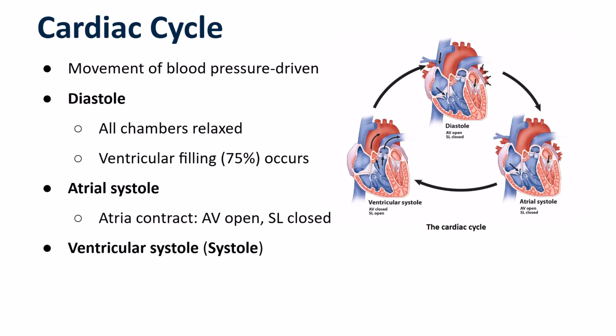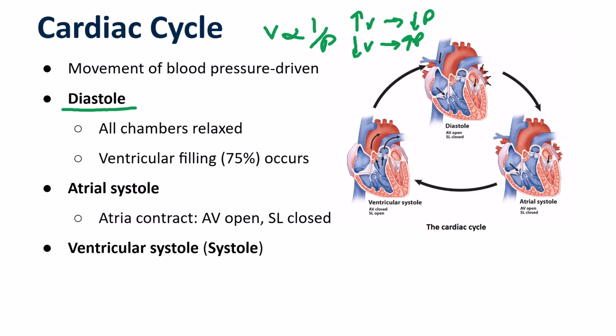So let's begin with the cardiac cycle. First, we must acknowledge that the movement of blood is entirely pressure driven. So blood is going to move from areas of higher pressure to areas of lower pressure. And when we discuss pressure, it's also important that we discuss its relationship to volume. That is, volume is inversely proportional to pressure. So whenever volume increases, pressure will decrease. Whenever volume decreases, pressure increases.